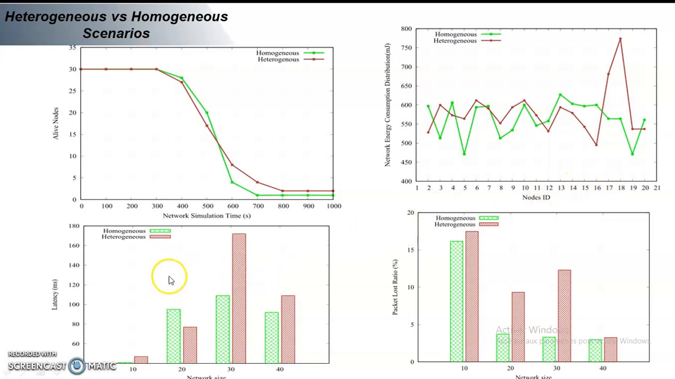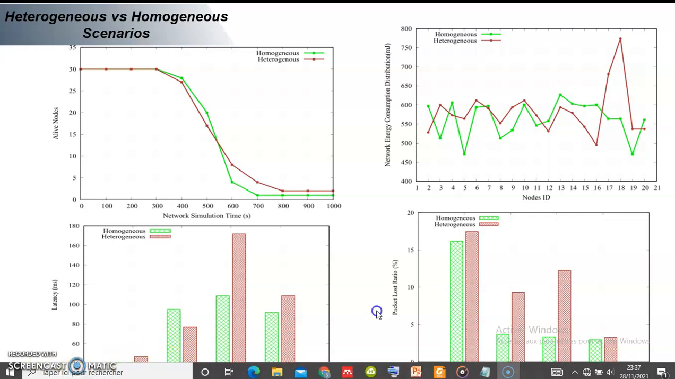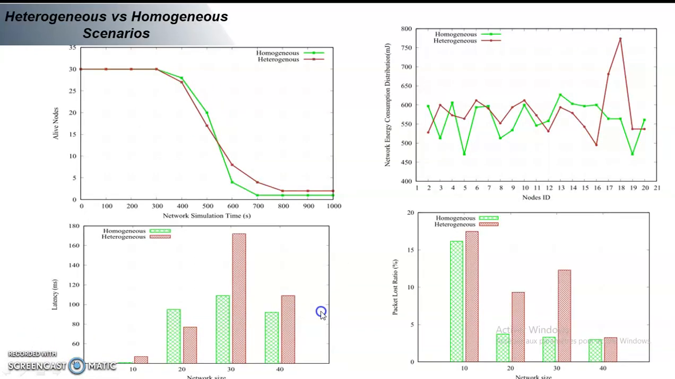In this figure, we show clearly that the latency in the homogeneous network is higher than in the heterogeneous case for all the network sizes. The only exception is for the environments which have the size of 20 nodes. In general, the average time between sending and receiving a packet in the heterogeneous case is higher than in the homogeneous case.